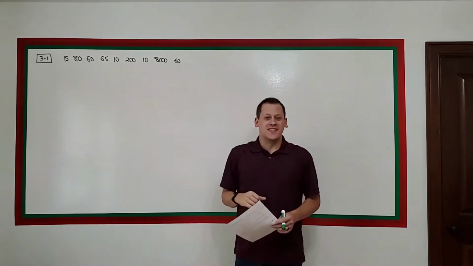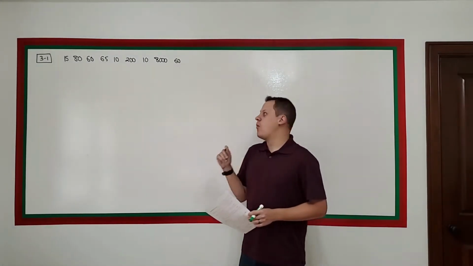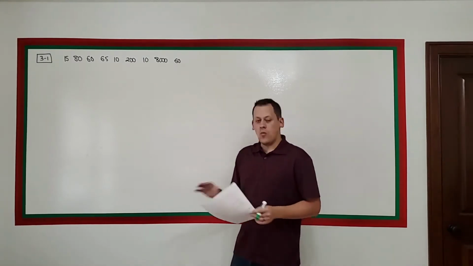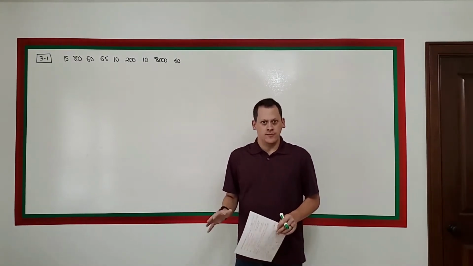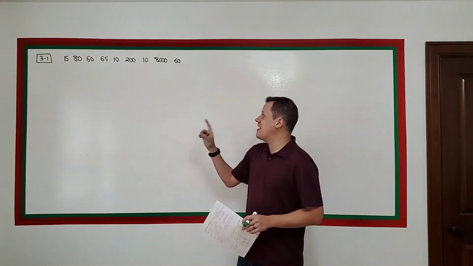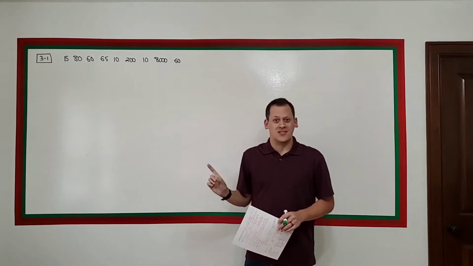But we're going to use this data set and we're going to try and figure out where the middle of this data set is. And no matter what we use to try and find the middle, a good first step is going to be to take this data set and put the numbers in order from least to greatest.